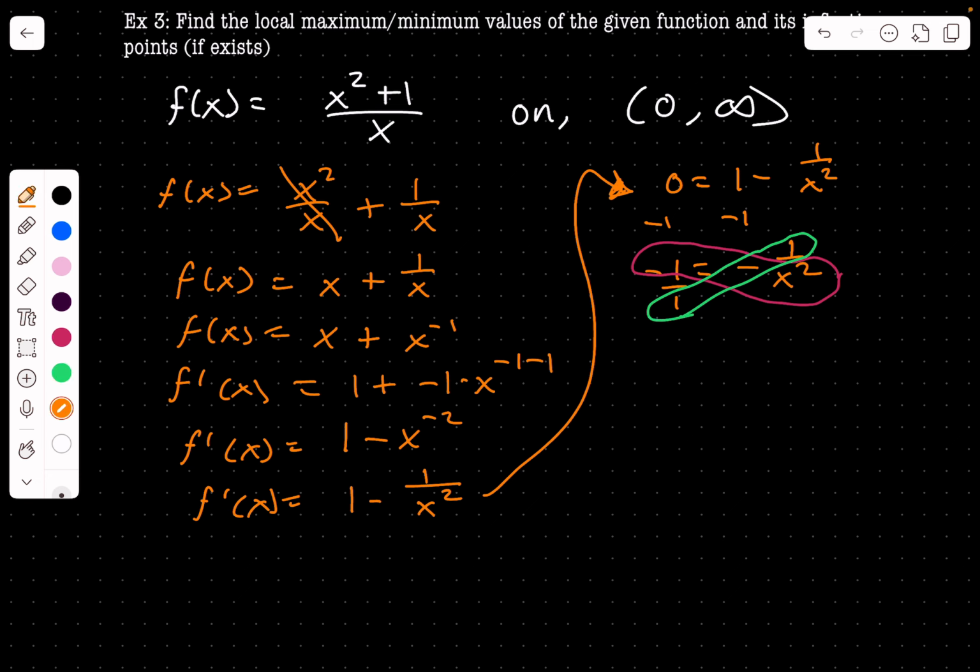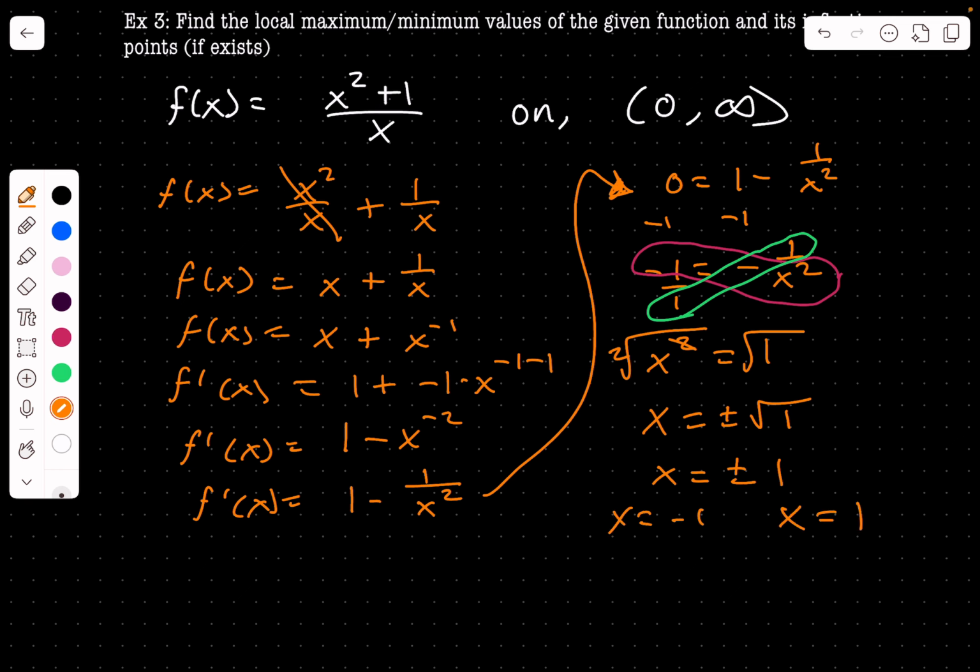Negative 1 times negative x to the second power is going to give you x to the second power, and then 1 times 1 is just going to give you 1, okay? When we take the square root of each side, because again, there's a 2 here, it's not written, it's mostly implied, it cancels out this 2. Now we have x equals plus or minus the square root of 1, and the square root of 1 is just 1. Therefore, our critical values are going to be negative 1 and 1.